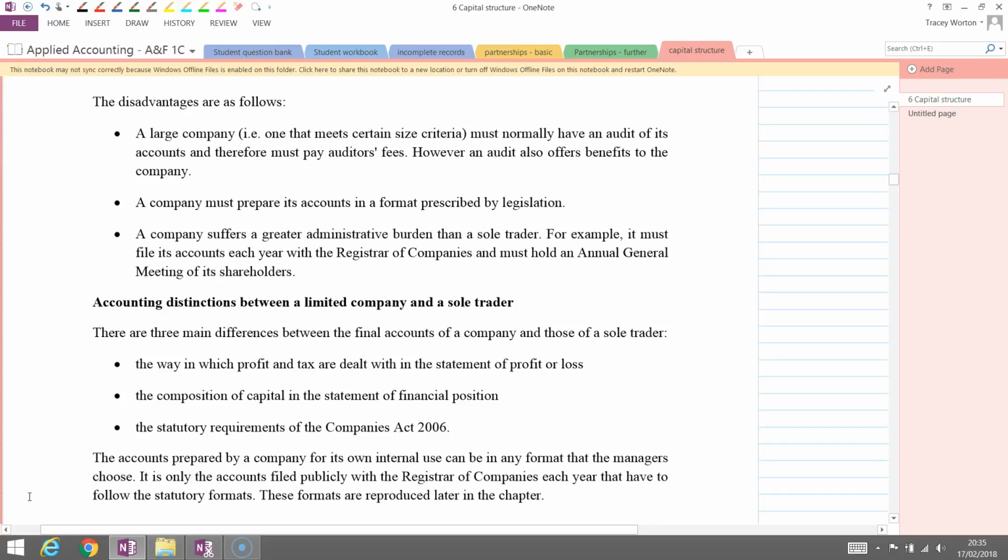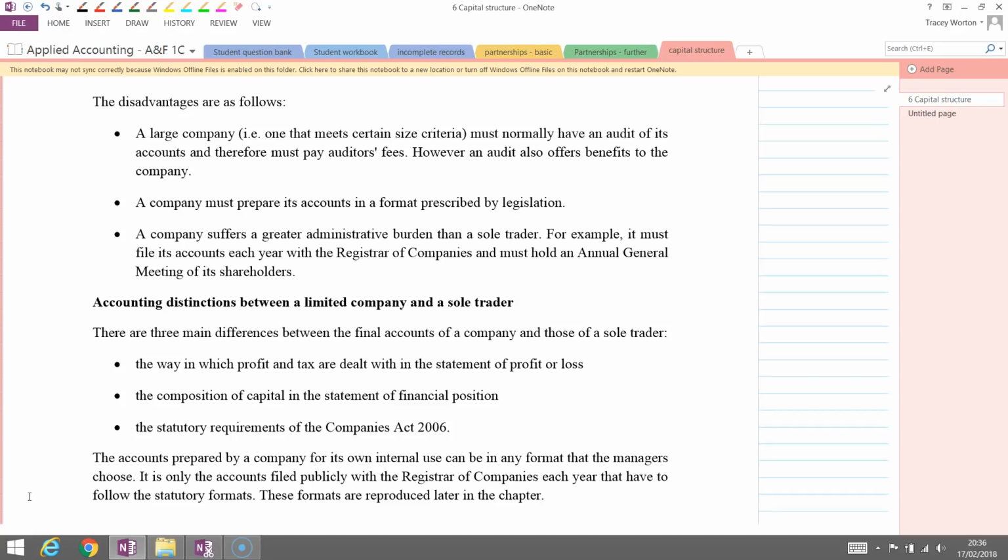The disadvantages are: a large company, so one that meets certain size criteria, must normally have an audit of its accounts and therefore pay auditors' fees. However, an audit also offers benefits to the company. A company must prepare its accounts in the format prescribed by legislation. A company suffers a greater administrative burden than a sole trader. For example, it must file its accounts each year with the Registrar of Companies and must hold an annual general meeting of its shareholders.